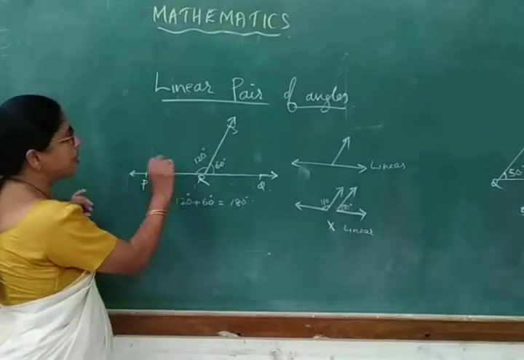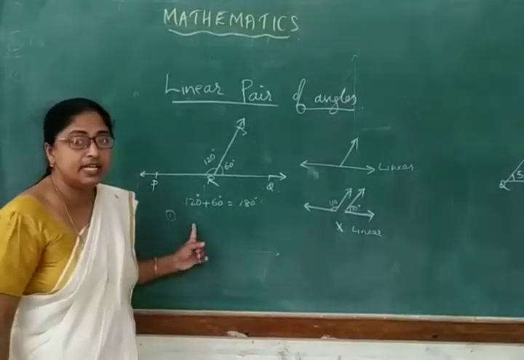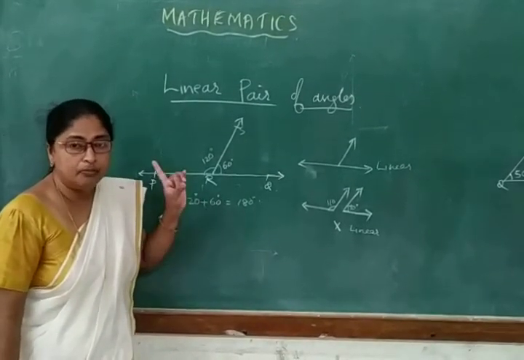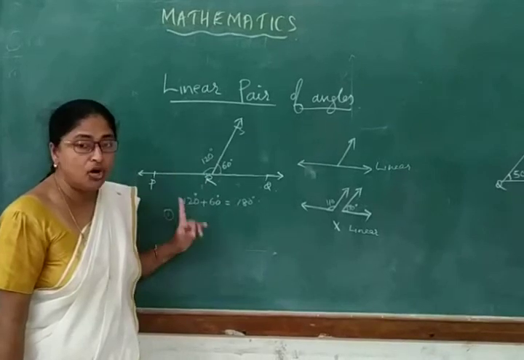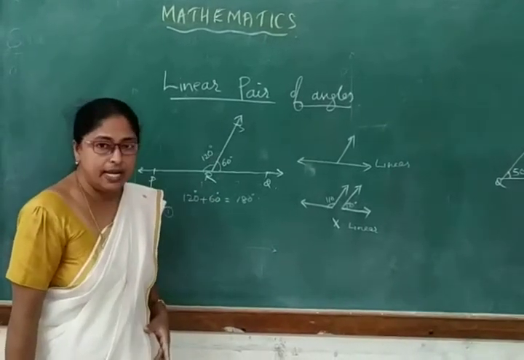So, the first property is that sum of the measures of angles in a linear pair is 180 degree. The most important property is sum of the measures of angles in a linear pair is 180 degree.